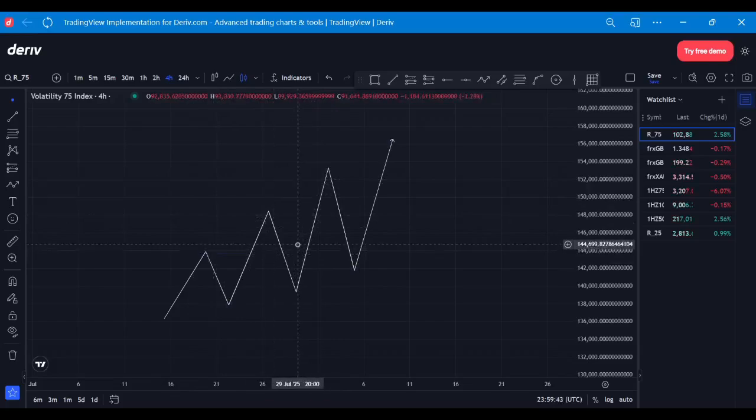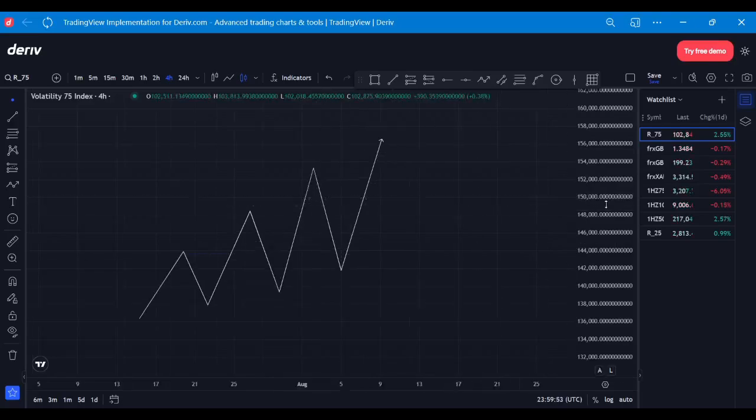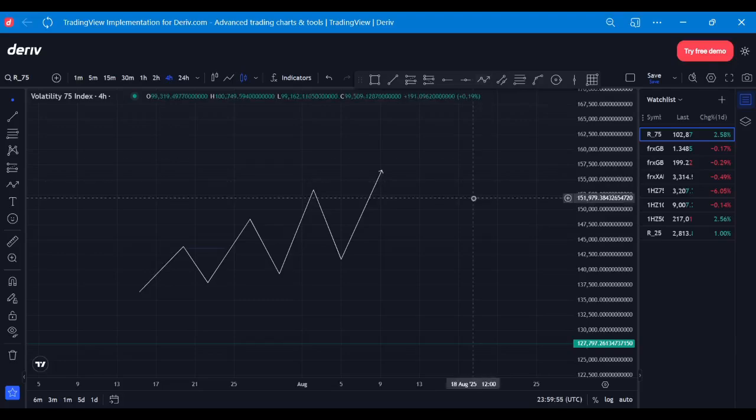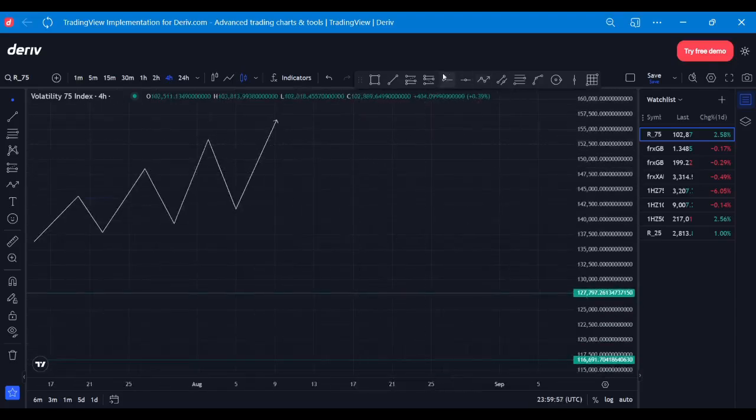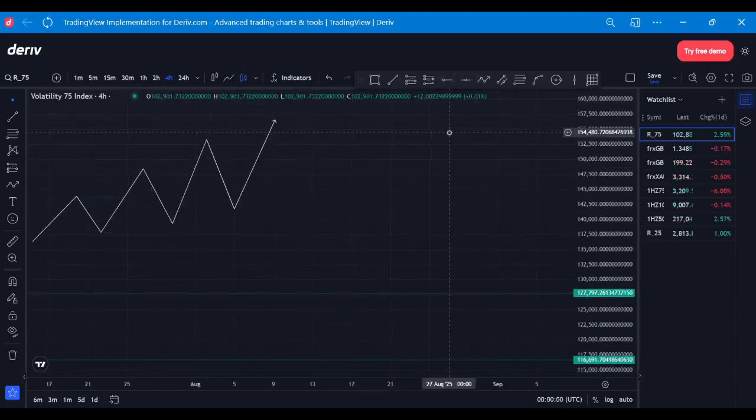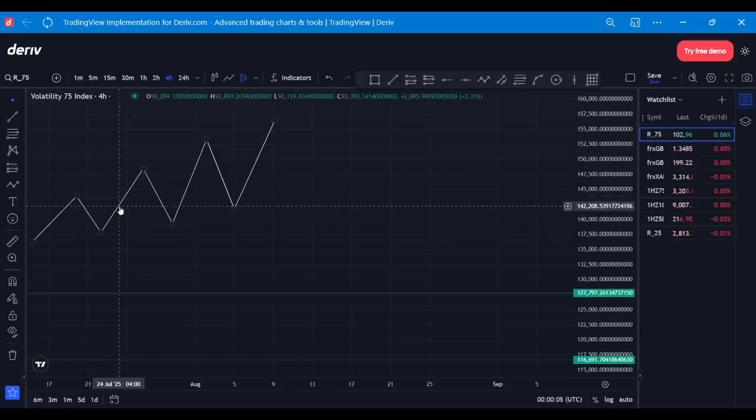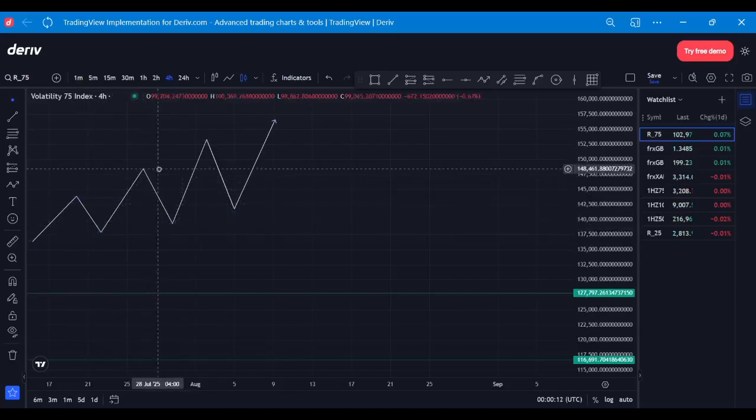Some people use break of structure as a general term for change of character and break of structure, but others use it for only break of structure. I will explain what I mean. Break of structure is a type of continuation of a market trend. This is a bullish market. What makes it bullish is because the price keeps breaking structure to the upside. So it broke this structure, came down, broke this structure. What are we seeing? We are seeing a break of structure to the upside.